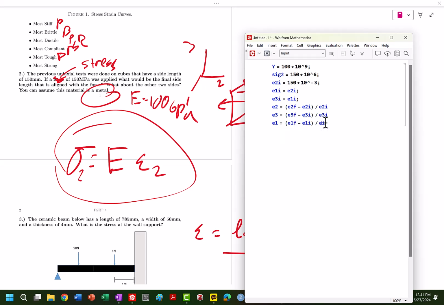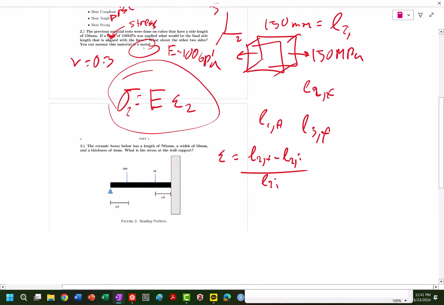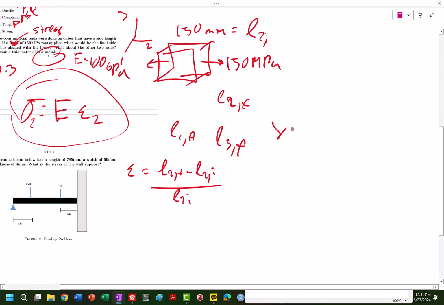There we go. We also know that our Poisson's ratio for a metal is equal to 0.3. Those are values that we've already defined previously. Our Poisson's ratio is equal to minus, basically in this problem, the lateral contraction over the axial expansion.